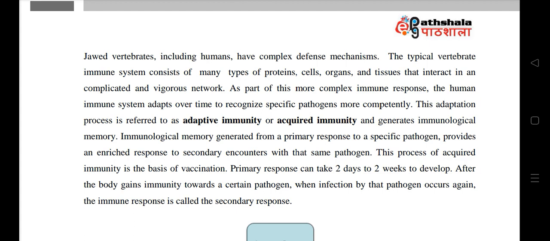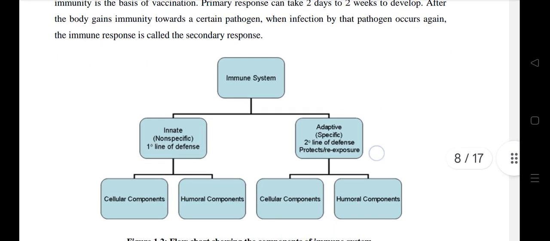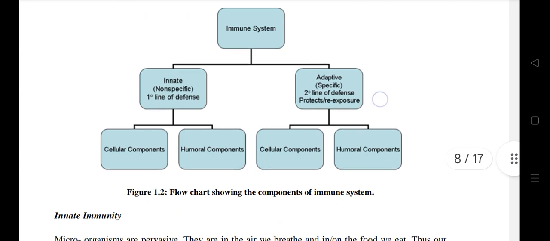This process of acquired immunity is the basis of vaccination. Primary response can take 2 days to 2 weeks to develop. After the body gains immunity towards a certain pathogen, when infection by that pathogen occurs again, the immune response is called the secondary response. So you could see a flowchart showing the components of immune system.